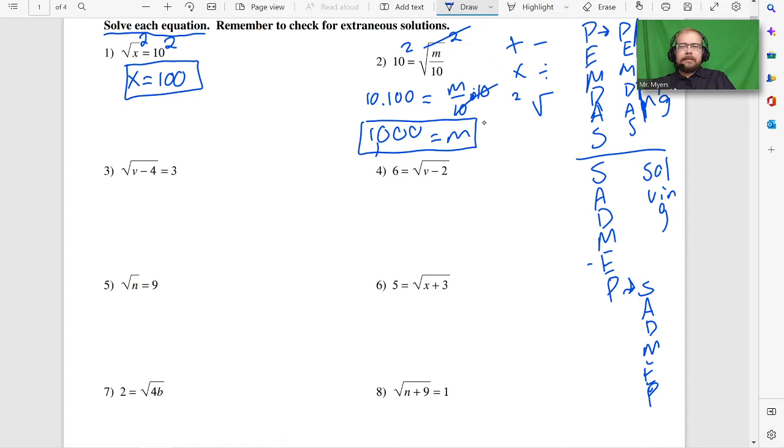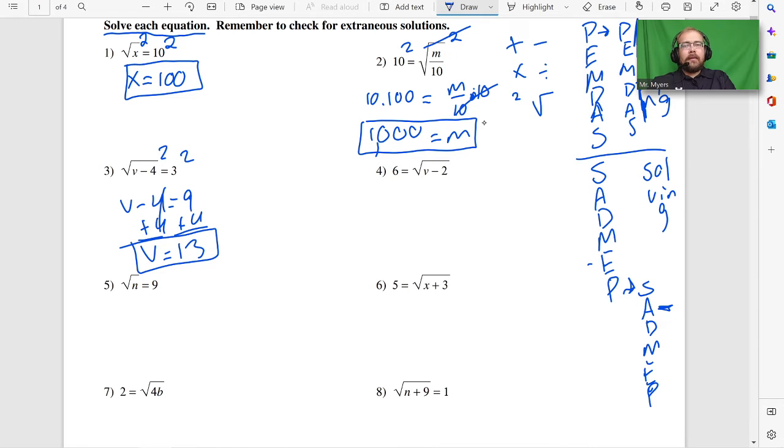Yeah, only 1,000. No big deal. All right, number 3. Square, square. V minus 4 is equal to 9. Now notice that was squaring, right? So we squared both sides. That was the E step in SADMAP. But then that unlocks the grouping, the parentheses, right? The invisible parentheses that's holding the V minus 4 together. So then I add 4 to both sides, which would be this A step over here. Right? So V is equal to 13.